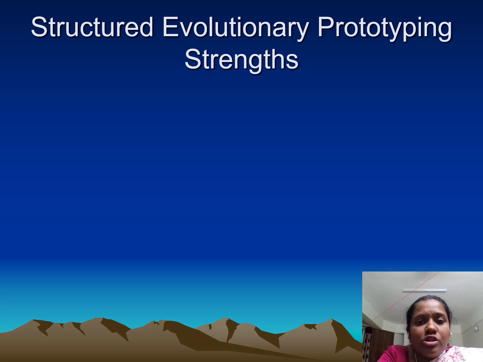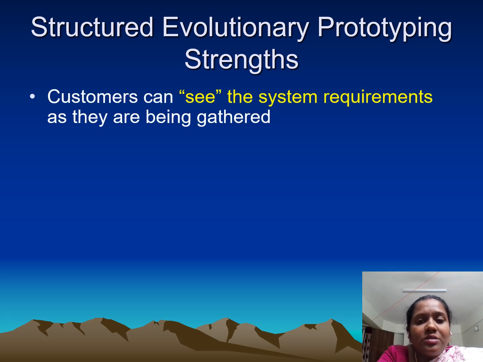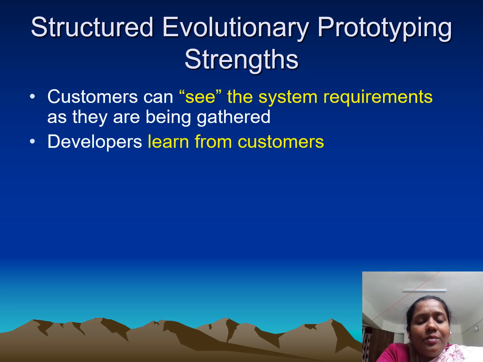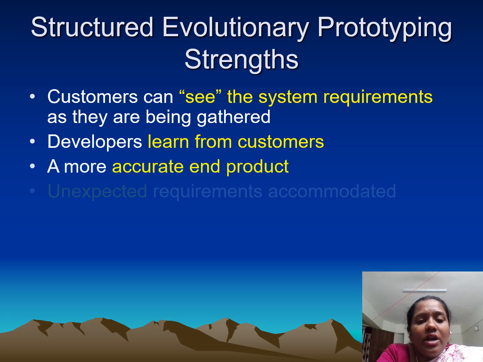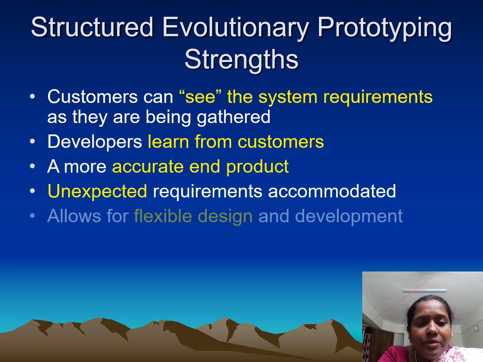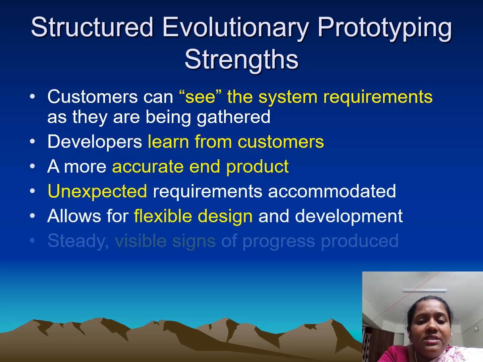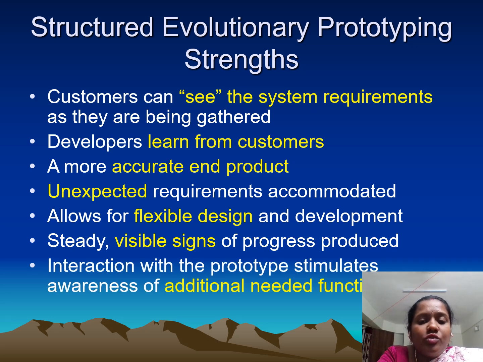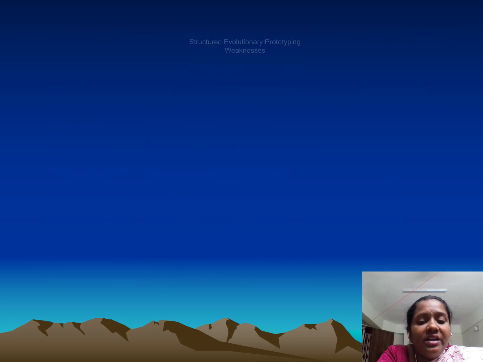The structured evolutionary prototyping strengths: customers can see the system requirements as they are gathered and developed, leading to a more accurate end product. Unexpected requirements are accommodated, and it allows flexible design and development. Steady, visible signs of progress are produced. Interaction with the prototype stimulates awareness of additional functions.